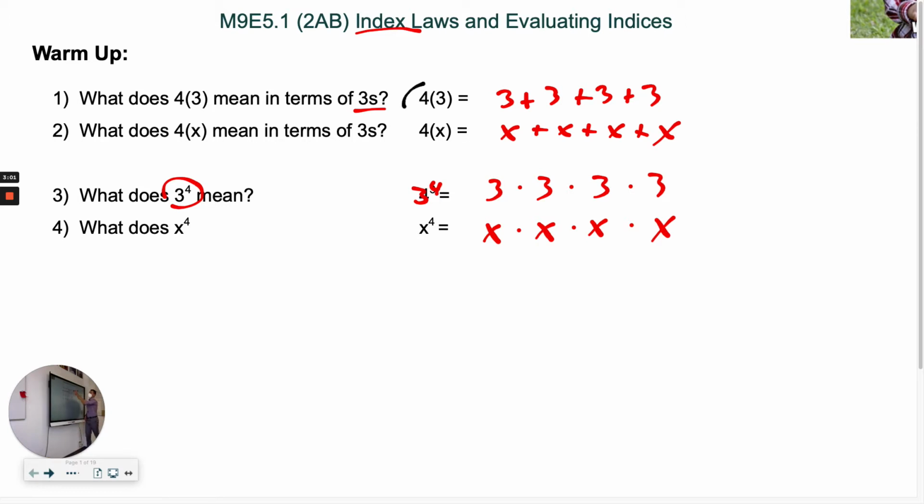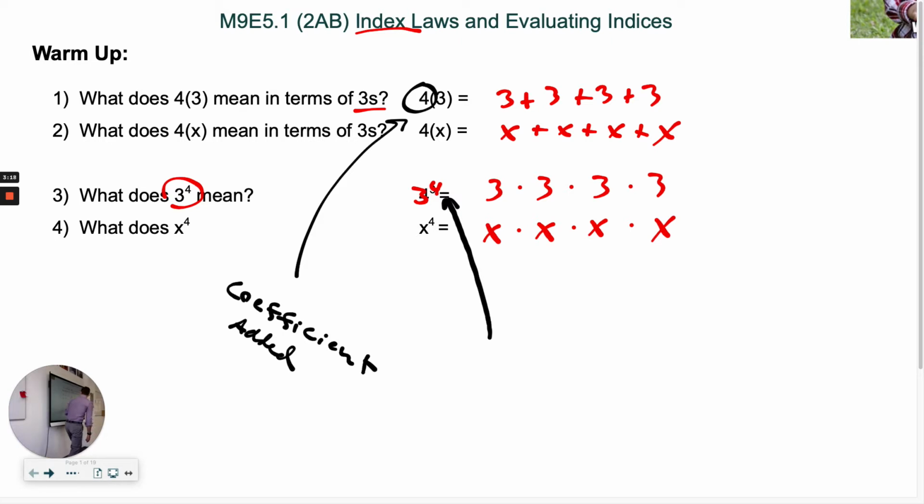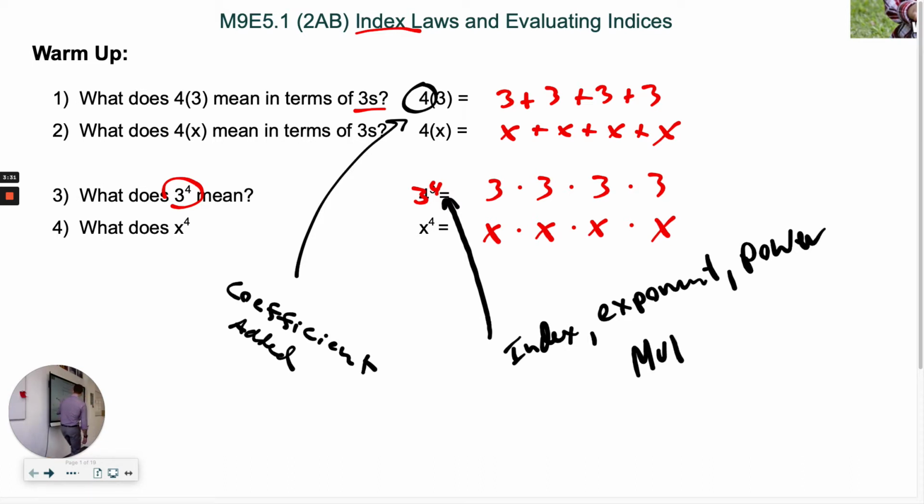So we use this thing in front. This is called the coefficient, when we're talking about how many are added together. But we don't want to just add and subtract all our life. So we use this thing, which is called an index if you're British, or an exponent, or power sometimes, when you're talking about multiplication.